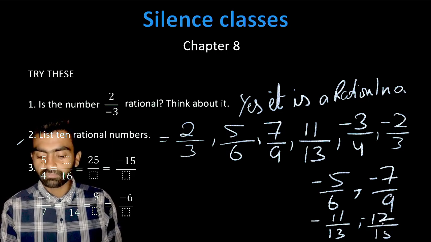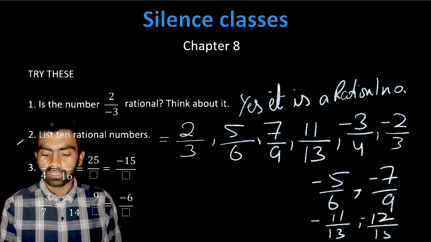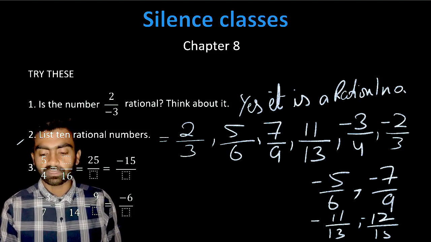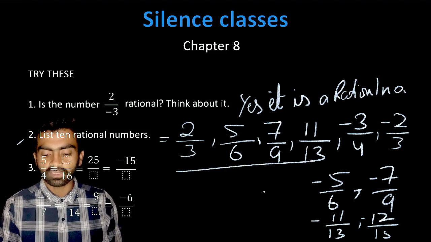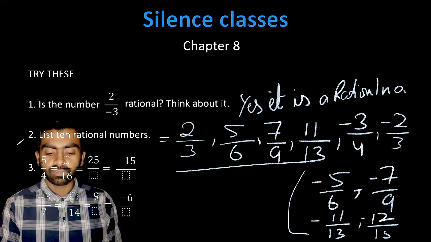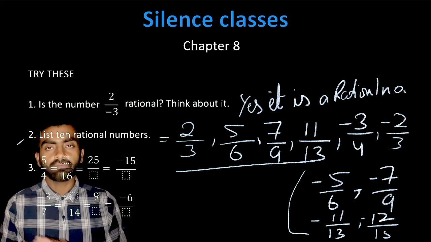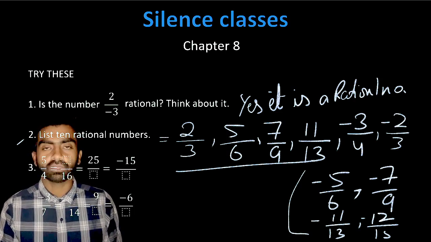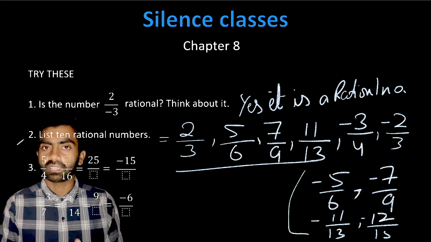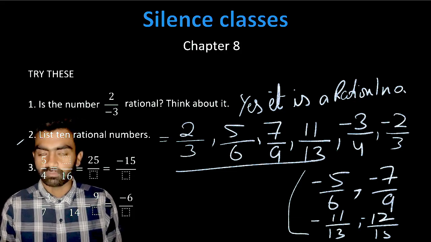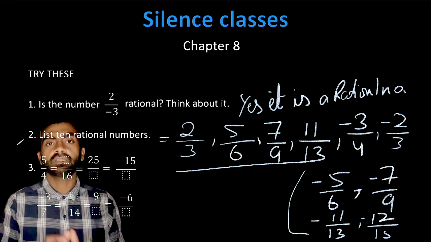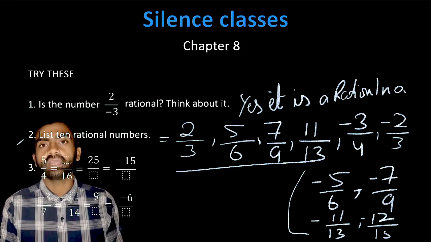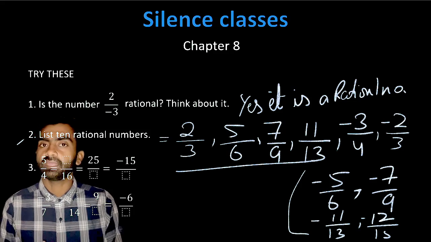We have to put it in the standard form, but it is a rational number, so we can write this also, minus 12 upon 15. So 1 2 3 4 5 6 7 8 9 10, all the 10 rational numbers I have written over here. I have written the positive ones and also the negative ones. If you don't want to write the negative ones, you can directly write all 10 positive rational numbers. If you want to write negative, write all 10 negative rational numbers. Over here it is just written to write 10 rational numbers, positive or negative, it doesn't matter.